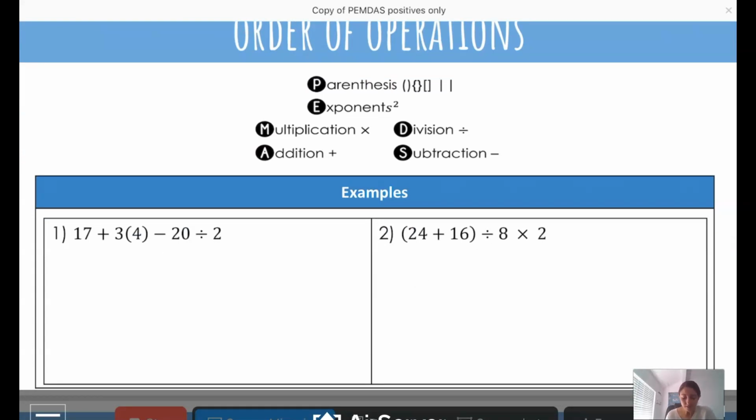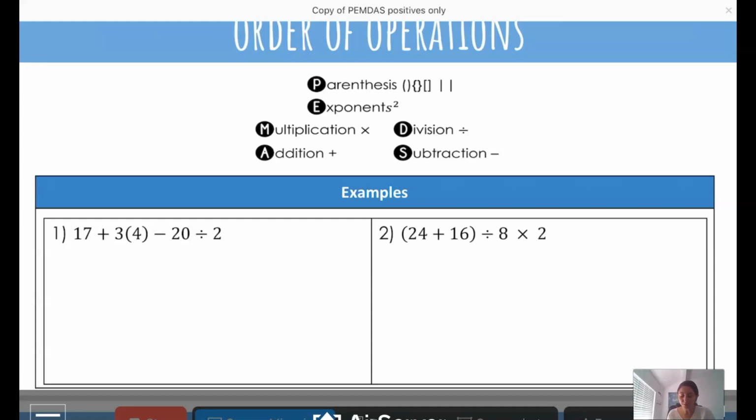So number 1 says 17 plus 3 times 4 minus 20 divided by 2. So first things first, I'm going to see if there's any grouping symbols or parentheses. There are parentheses right here, but these parentheses are just telling us that we need to multiply that by 3. Because there's nothing to simplify inside the expressions, it just says 4, so we don't have to do anything with that. So if there are no grouping symbols, let's move on to exponents. Well, there are no exponents, so let's move on to multiplication and division.